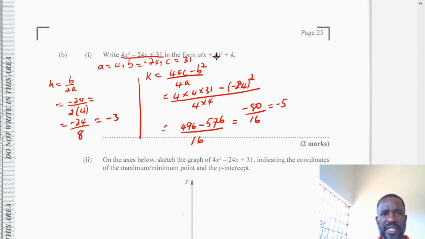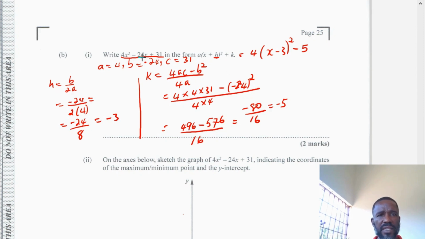So we know our h value, we know our k value. So let us just write that back in the form. We know that a is equal to 4, so 4(x minus 3) squared. Even though it says plus, we have k being equal to negative 5, so we have minus 5. And that's how we would go about writing this expression in the form a(x plus h) squared plus k. And that's how we would go about doing that question.